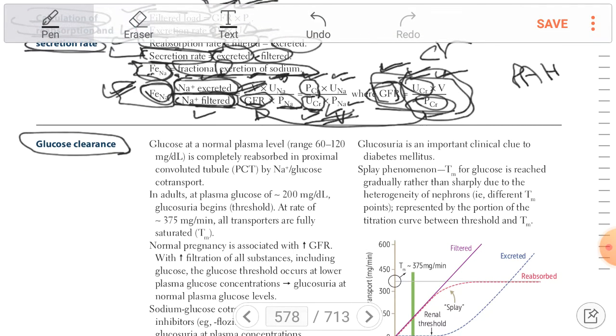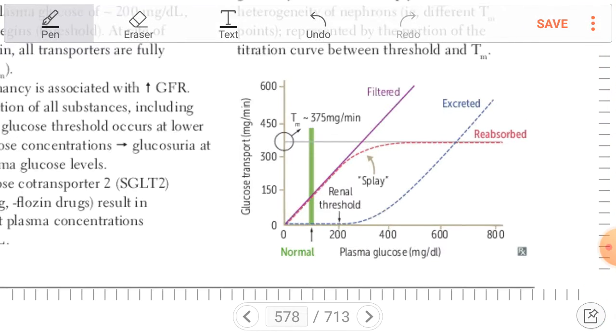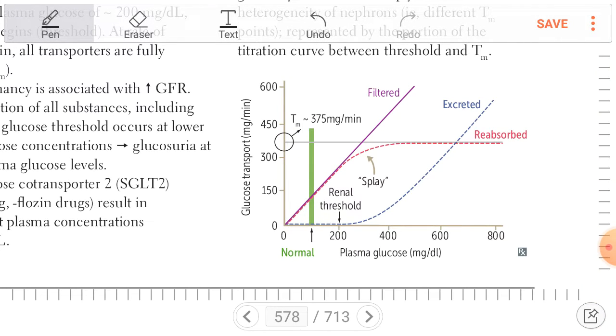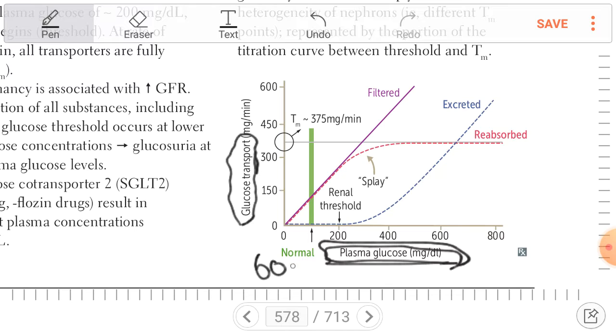Then the next one is glucose clearance. This is so important for this part. We have the plasma glucose level, and we have the glucose transporter. The glucose transporter is the sodium glucose co-transporter in the proximal convoluted tubule. The normal plasma glucose is between 60 and 120, so the glucose will not appear in the urine.